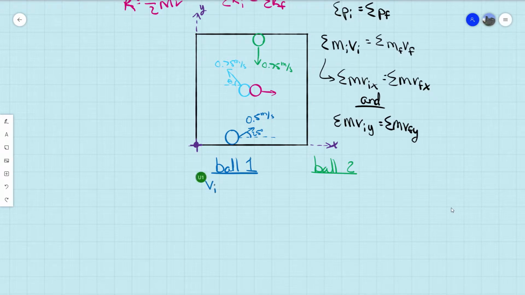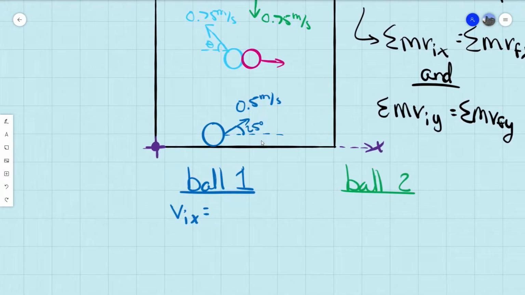So Vix, this is the initial velocity in the x direction. That would be this component, because there are 2 components here. The blue highlighted is the y component, the green highlighted is the x component.